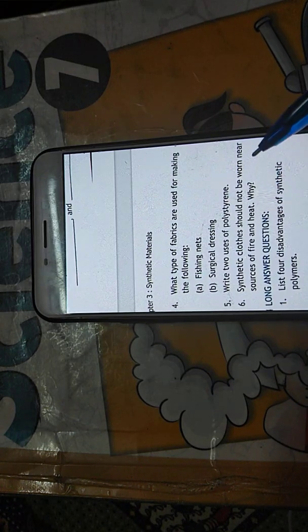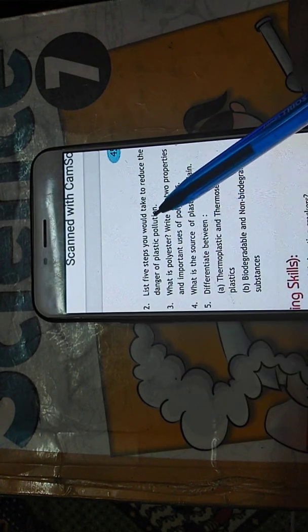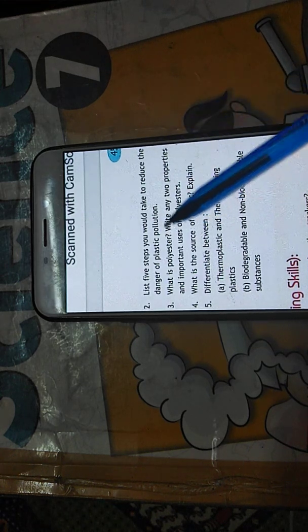Synthetic fibers should not be worn near sources of fire and heat because synthetic clothes catch fire very easily, and if they melt they will stick to our skin and cause skin burns. List 4 disadvantages of synthetic polymers. You have to write by yourself, but first make a heading and then write its explanation. Okay. Students, our next question is: list 5 steps you would take to reduce the danger of plastic pollution. You have to write by yourself.